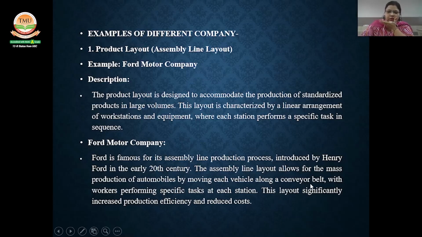Every vehicle is assembled and then conveyed to the next belt for the next task, with workers performing a specific task at each station. At each station the workers are different. Suppose in the starting there is forging, then drilling, then painting. Different departments and different kinds of workers are there, and they will assemble the particular vehicle. Okay, this layout significantly increased production efficiency and reduced the cost.